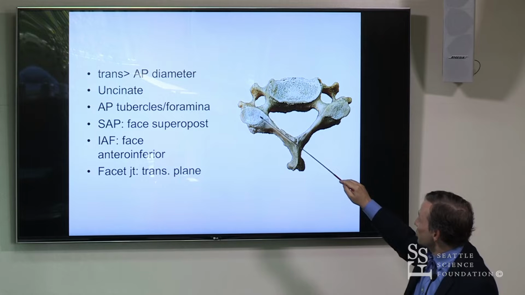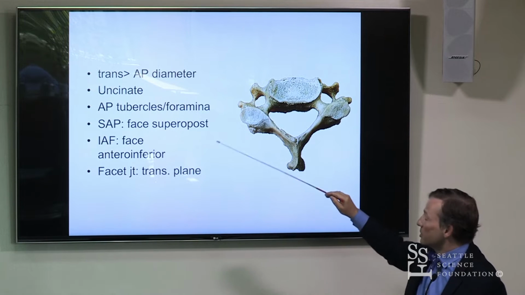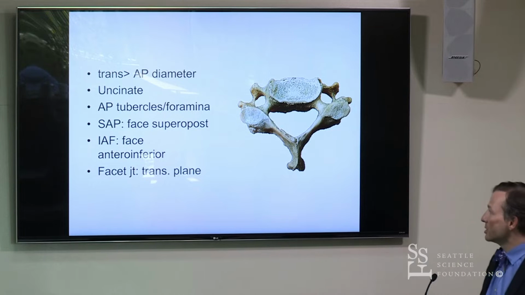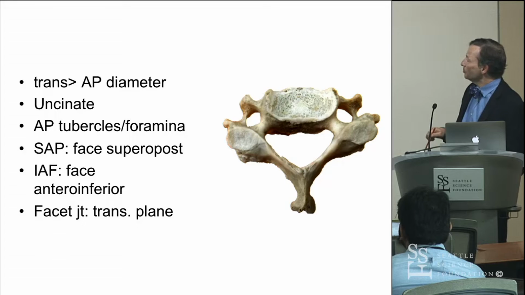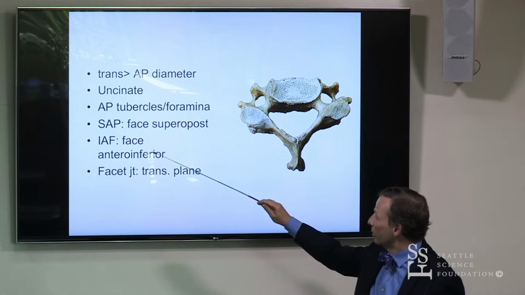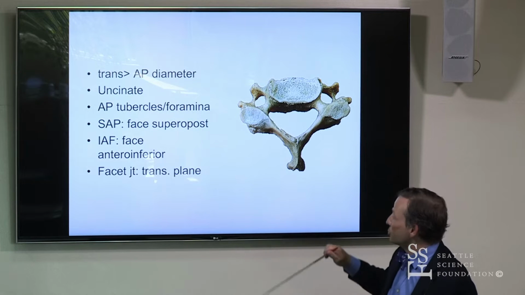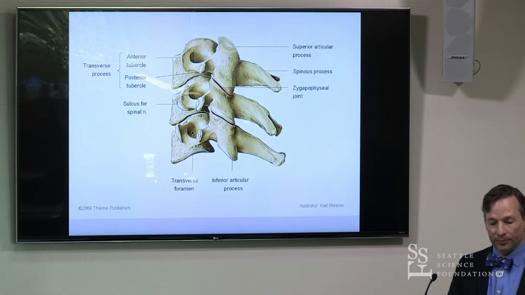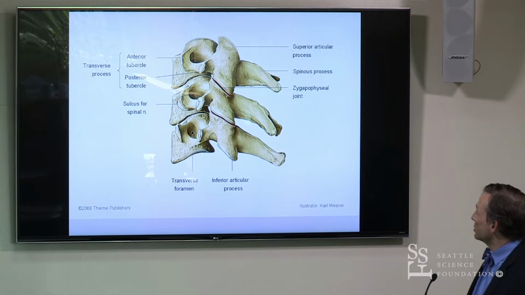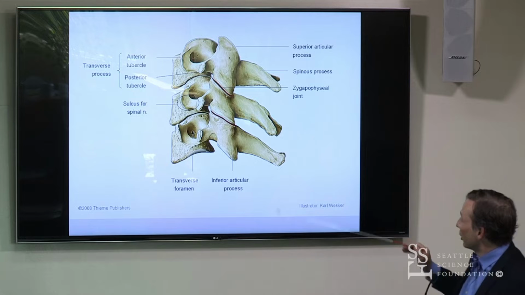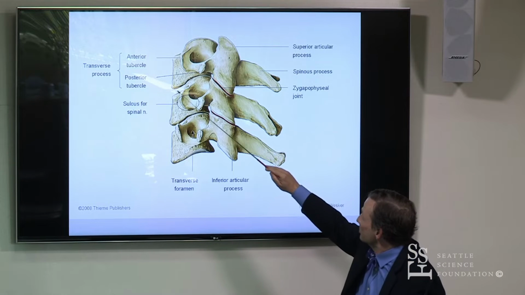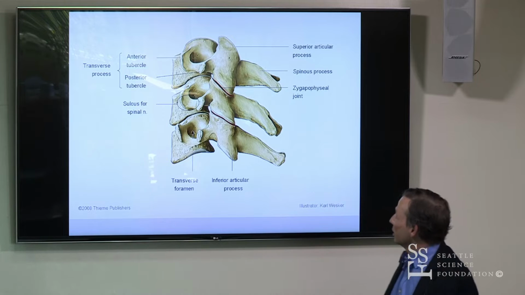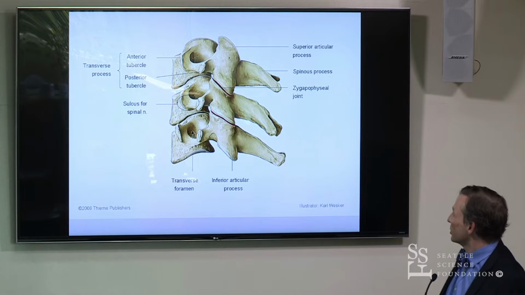You'll note that superior articular facets are going to face superior and posteriorly, and they're lying more or less in a transverse plane. The inferior articular facets that we'll see on another picture are going to face anterior inferiorly. So the joints that are formed, we have our inner body joints. We also have our zygapophyseal or facet joints.